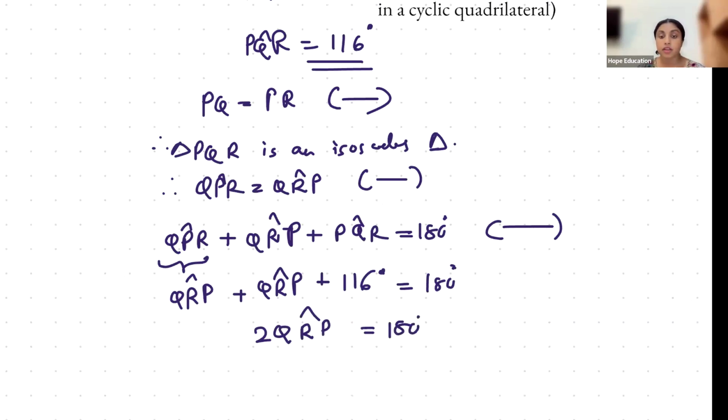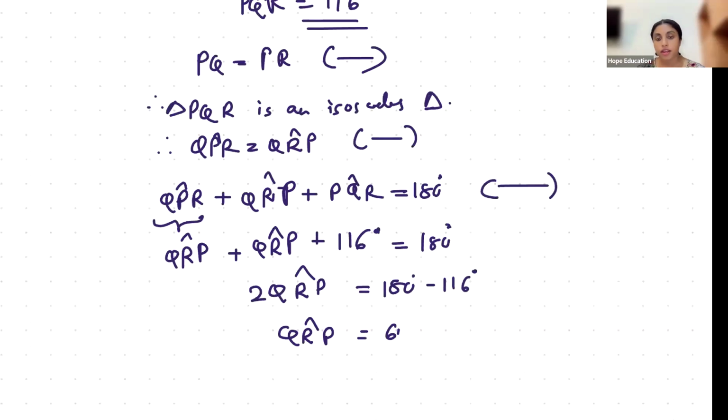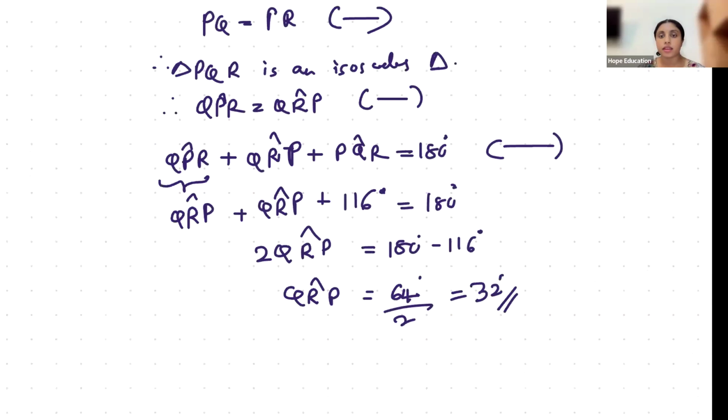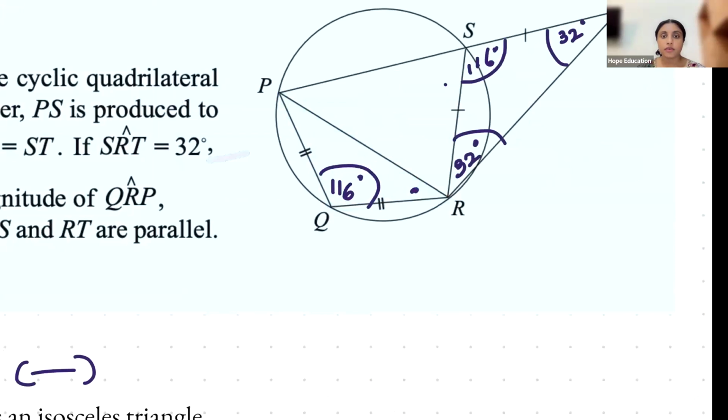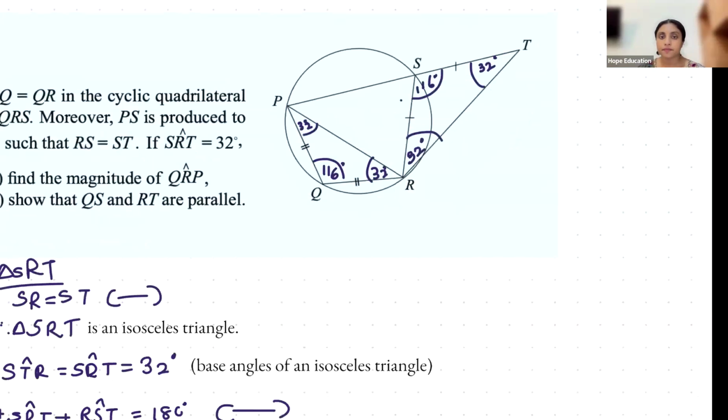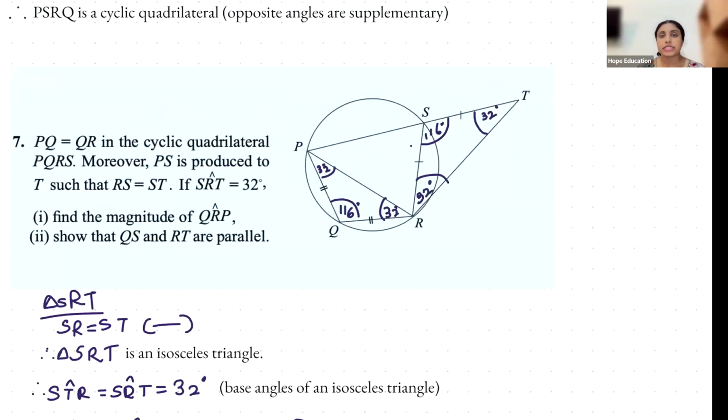This 116, when I bring it to the other side, becomes minus. So QRP equals 180 minus 116, which is 64. 64 divided by 2, I get 32. QRP is 32, so QPR is 32, but they only ask for QRP. So that is 32. Then I will write what I found here. So this is 32, and because this is equal to this, this would also be 32. Is it clear up to that point, children? Clear?